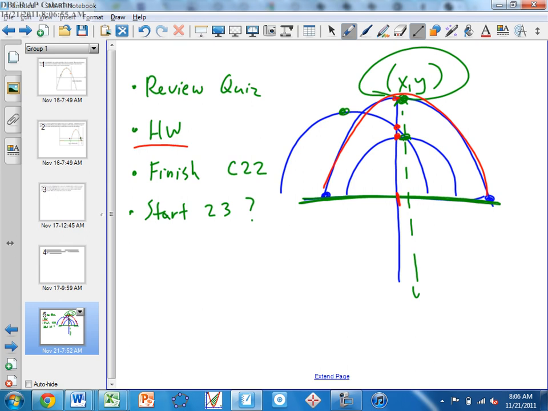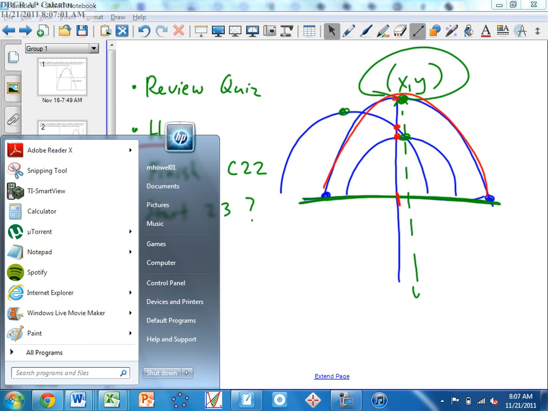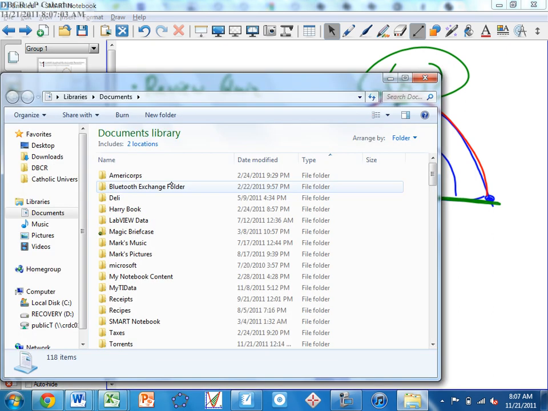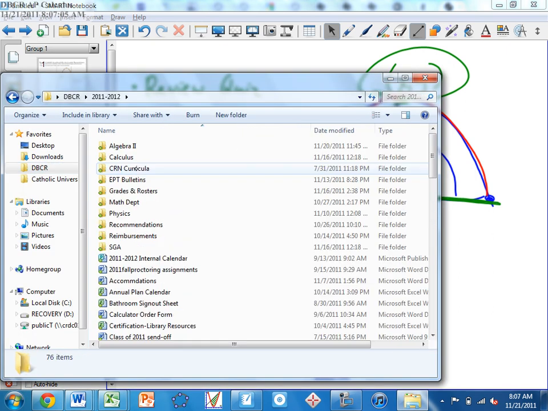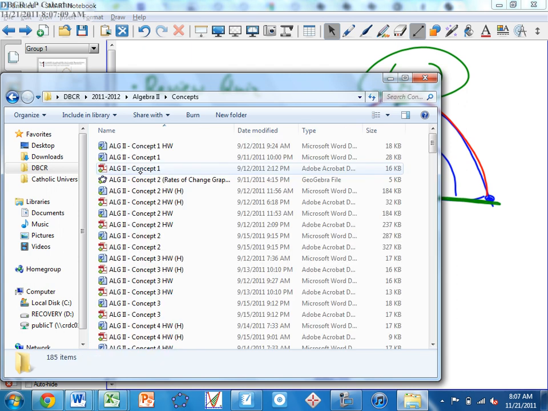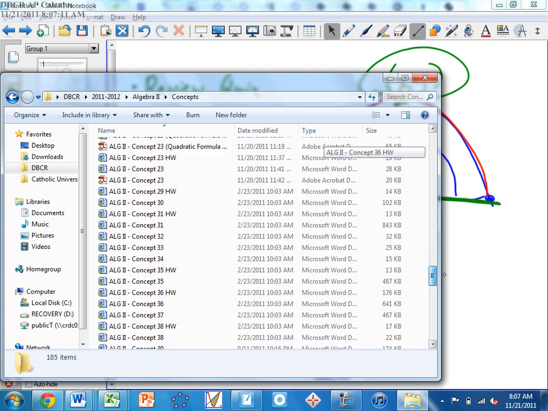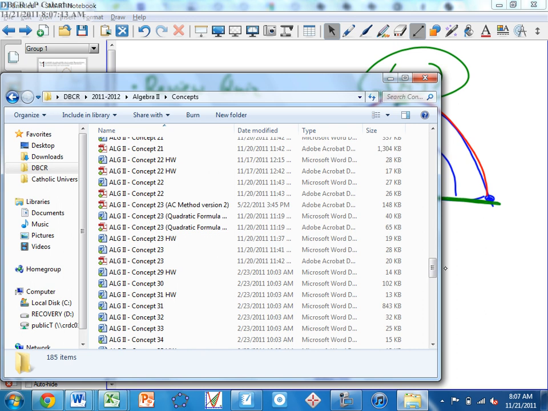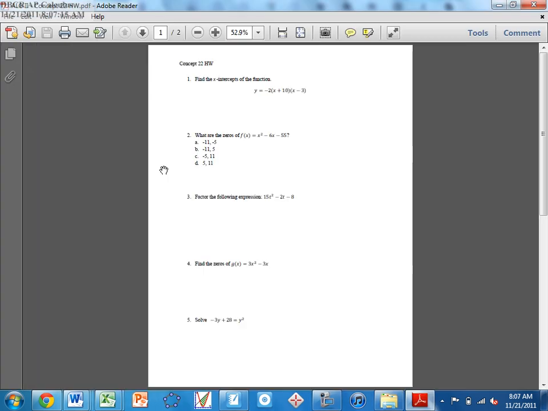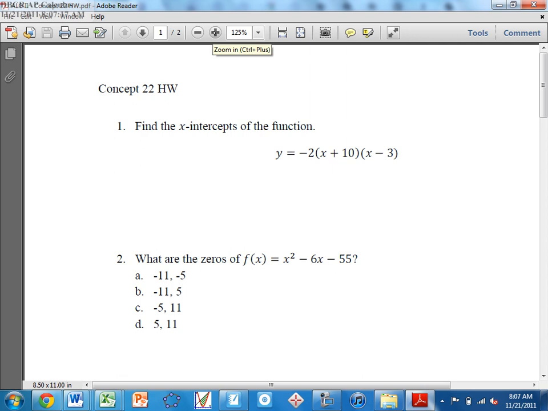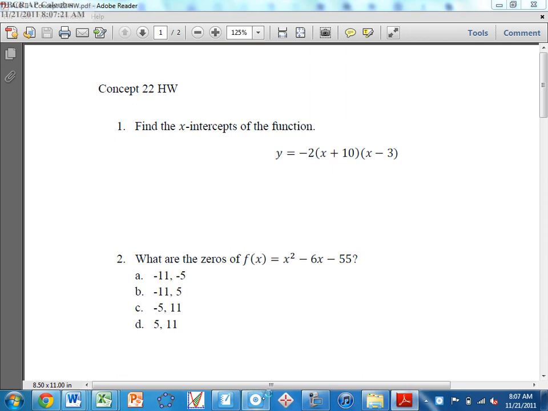Hold on, Juliet and John. The first one. Okay, the first problem. So we're looking at the homework now. We're pulling up the first problem from concept 22. This one right here? Yeah. Okay. Can somebody help us with the first one, please?